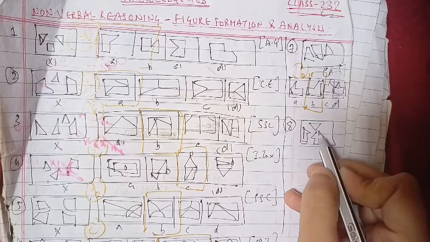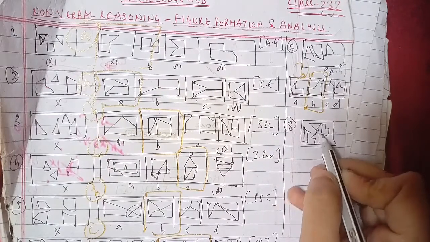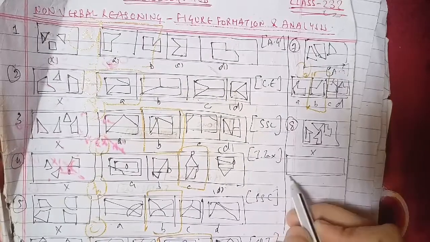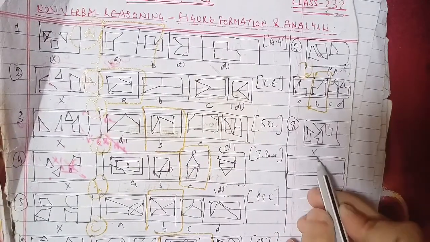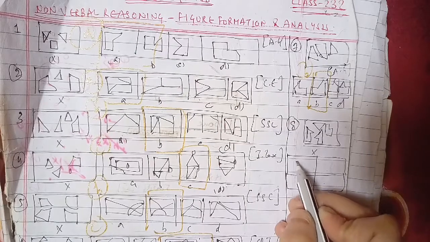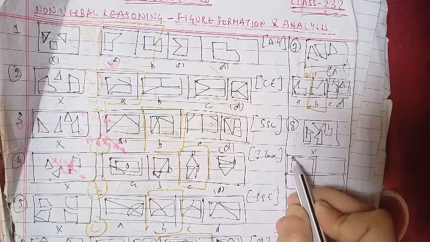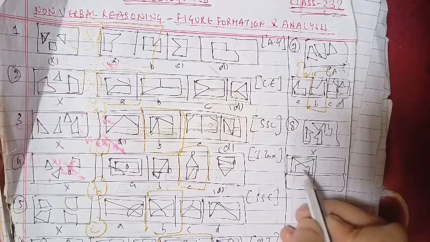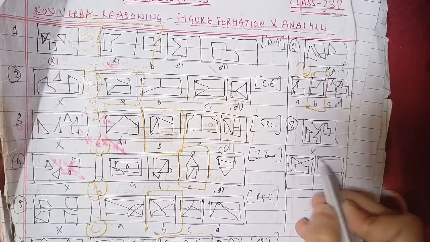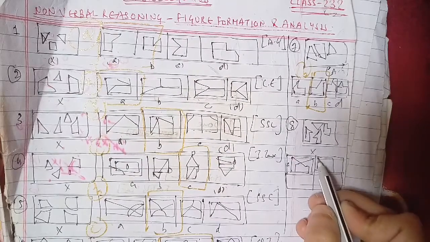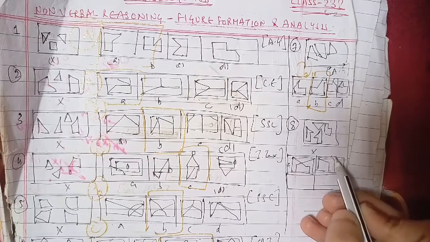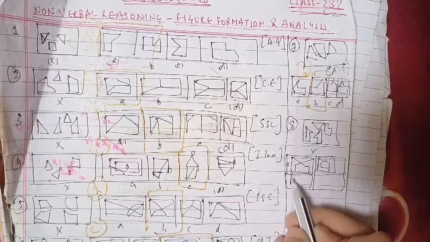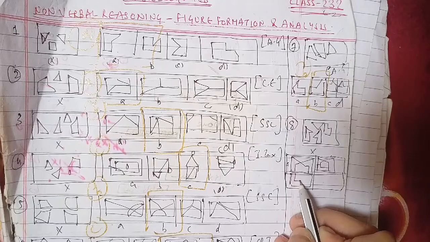This will be the figure X. We'll have your options here. A figure we have here like this, that is been inserted here. This is figure A. We have your figure B. C. Then we have your D as well.